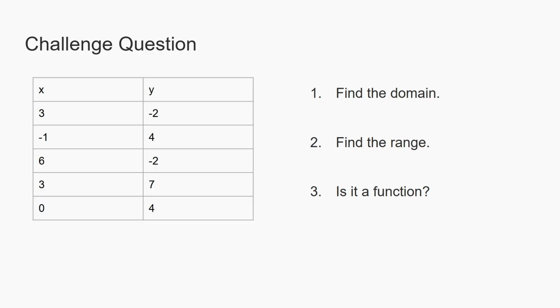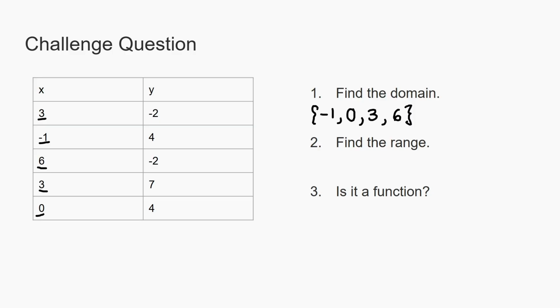Now we've reached the final challenge question. It's now your turn. Pause the video and try to solve this one. Now let's get started. Once again, we're looking to find the domain, which is going to be the x values. Let's start in increasing order. First, we have -1, and then we have 0. We have 3 and 3, but because we're doing set notation, we only need to write it once. And we have 6.